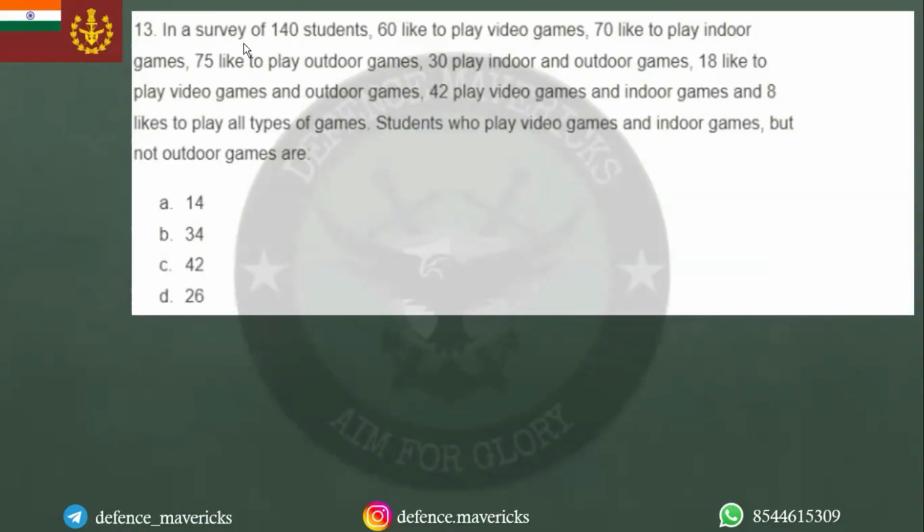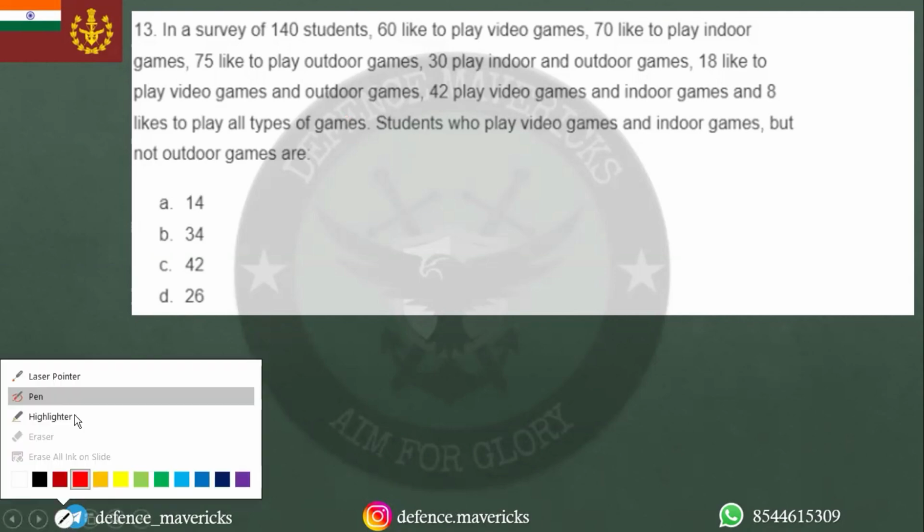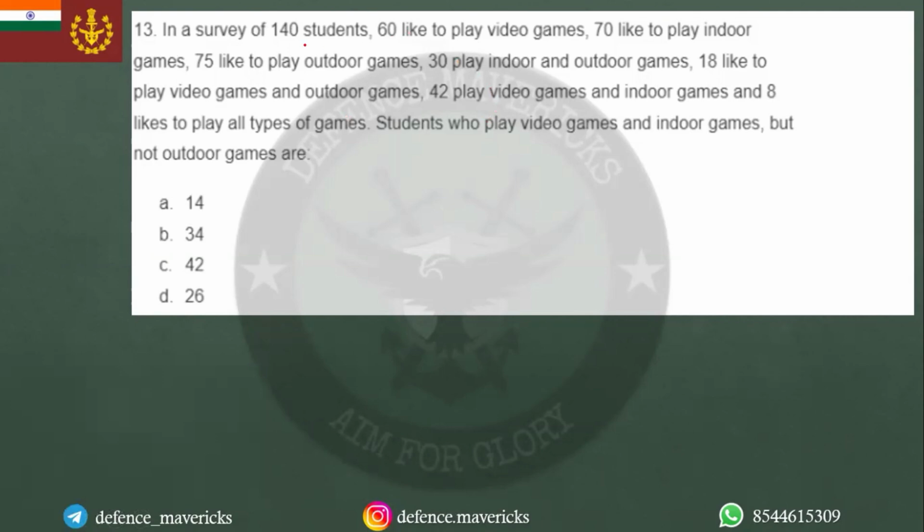Okay. So now this question, in a survey of 140 students, 60 like video, 70 like to play indoor, 75 outdoor. ठीक है, चलो. So whenever we see such questions, na, the first thing is start with Venn diagrams. ठीक है? Because most of the times it's about the language. है ना? As I told you, इस chapter में not about solving or anything. It's more about the, you can say, language of the question.